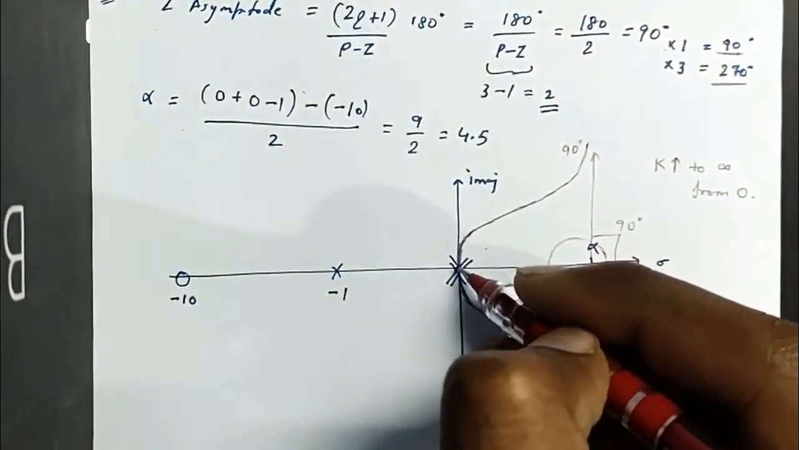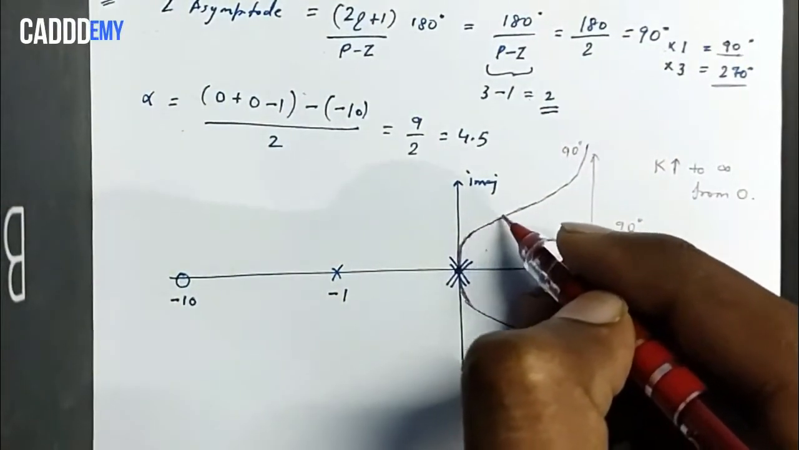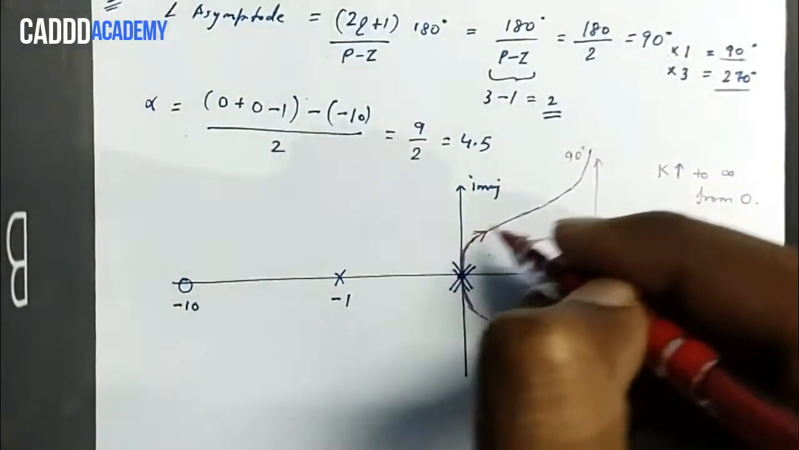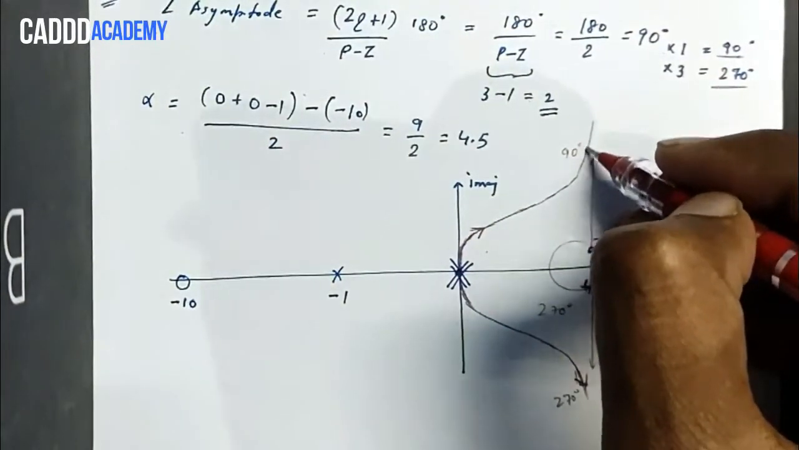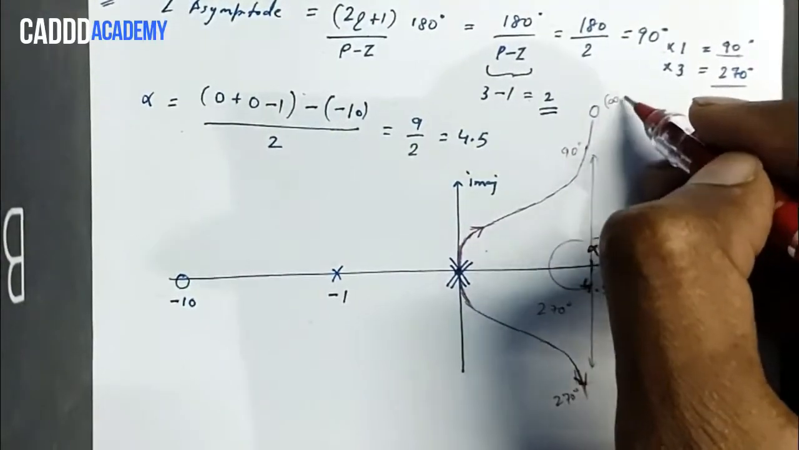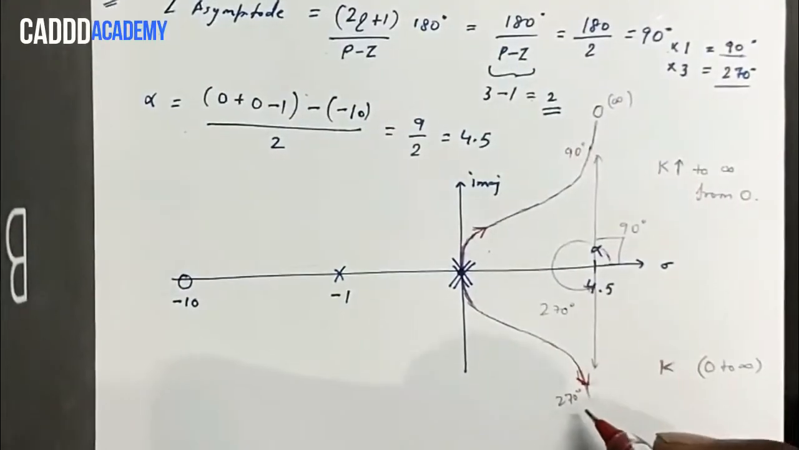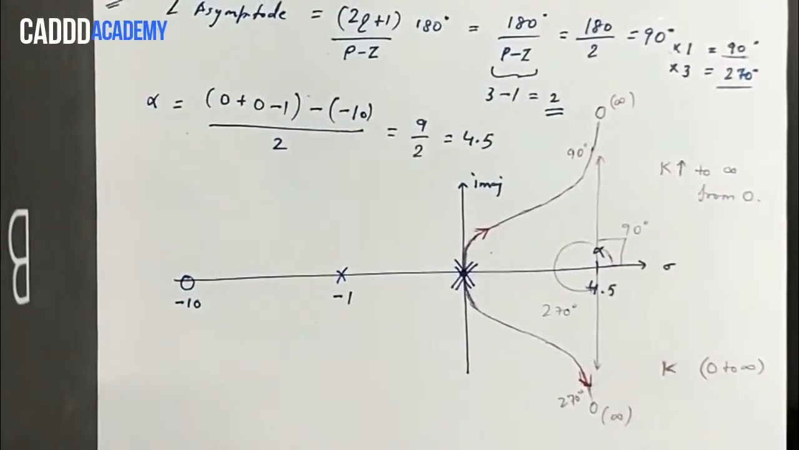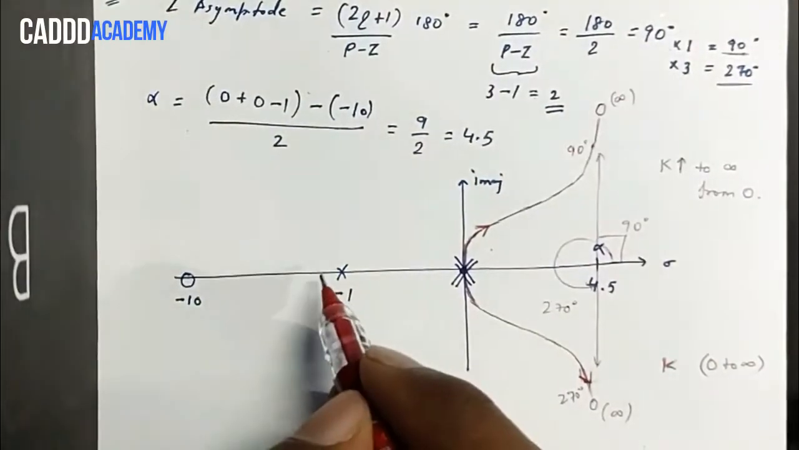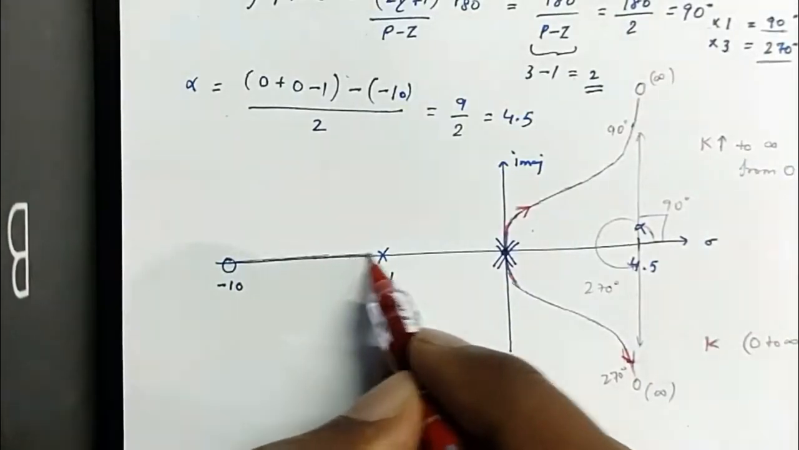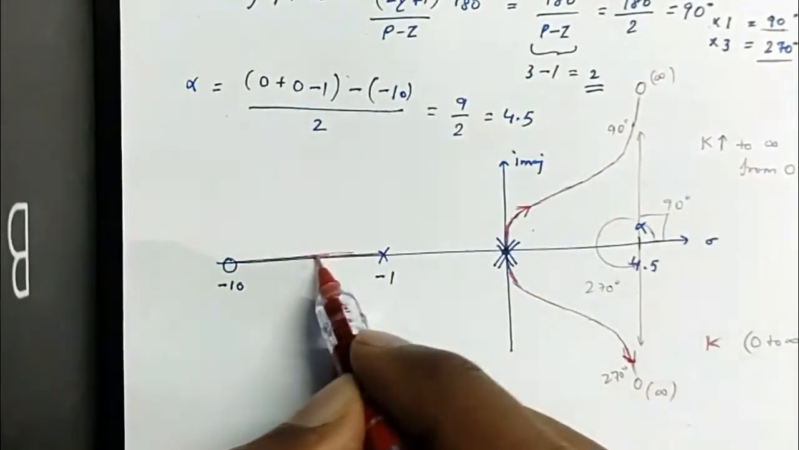So as k increases from 0 to infinity, this pole goes along this path and reaches a zero at infinity. We don't know the location of this zero, and this zero is also at infinity. And this will be the root locus branch.